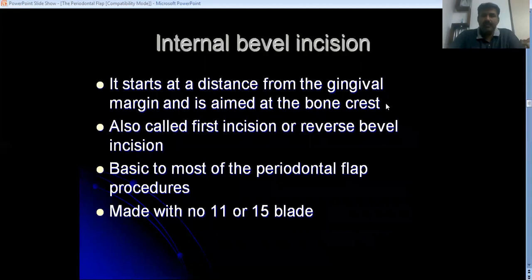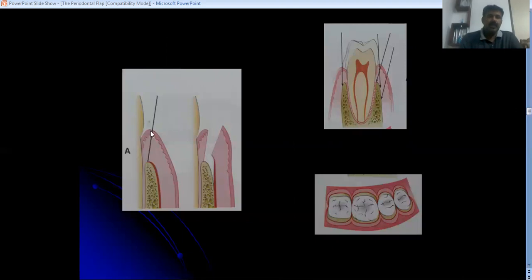Now, what is an internal bevel incision? The internal bevel incision starts from the gingival margin, and it's aimed at the bone crest. This internal bevel incision is also known as the first incision or a reverse bevel incision. This type of incision is basic to most of the periodontal flap procedures, and it is made with a number 11 or a 15 blade. Now, this is an internal bevel incision.